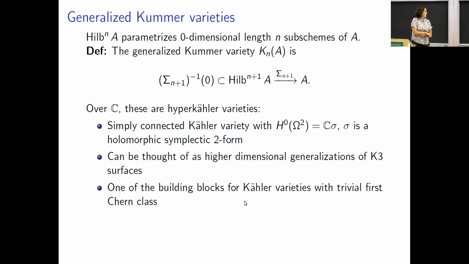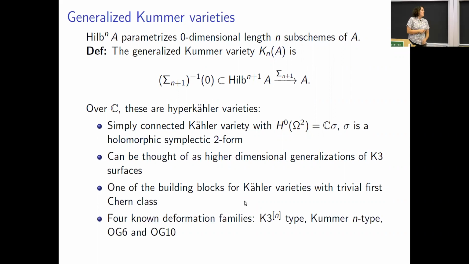They're important in classifying varieties because they're one of the main building blocks for Kähler varieties with trivial first Chern class. They come in 4 known deformation families, although we expect there to be even more of them. The definition is very general, but we don't have a lot of different examples. There are ones which are deformation equivalent to Hilb n of a K3 surface, and ones which are deformation equivalent to the generalized Kummer variety I've introduced here. Those 2 families show up in all even dimensions. I didn't say it, but this Kn is 2n dimensional. Then there are 2 sporadic examples due to O'Grady in dimension 6 and 10.